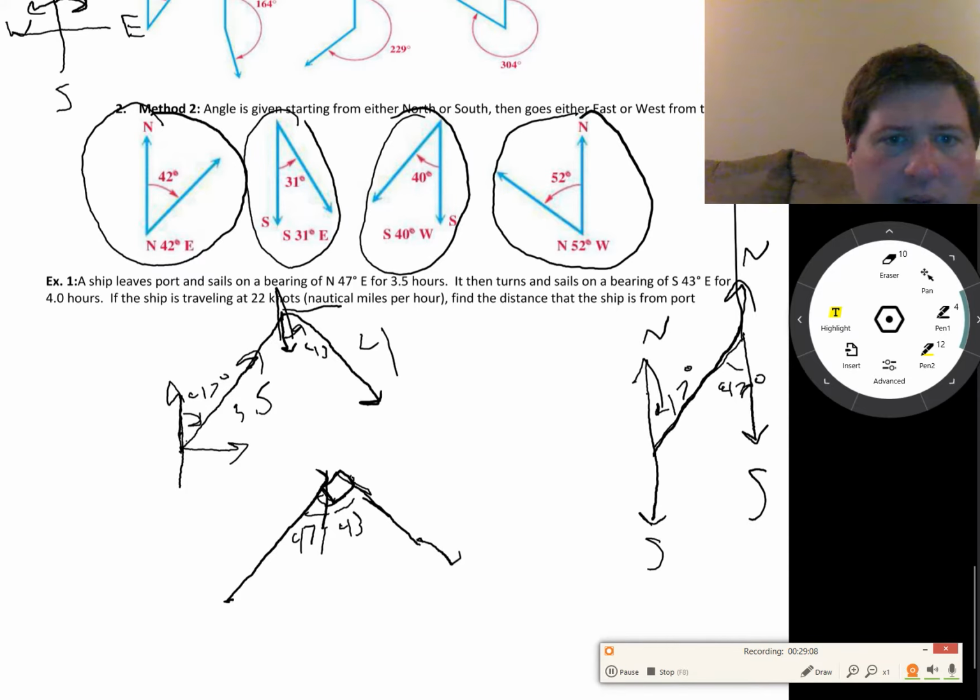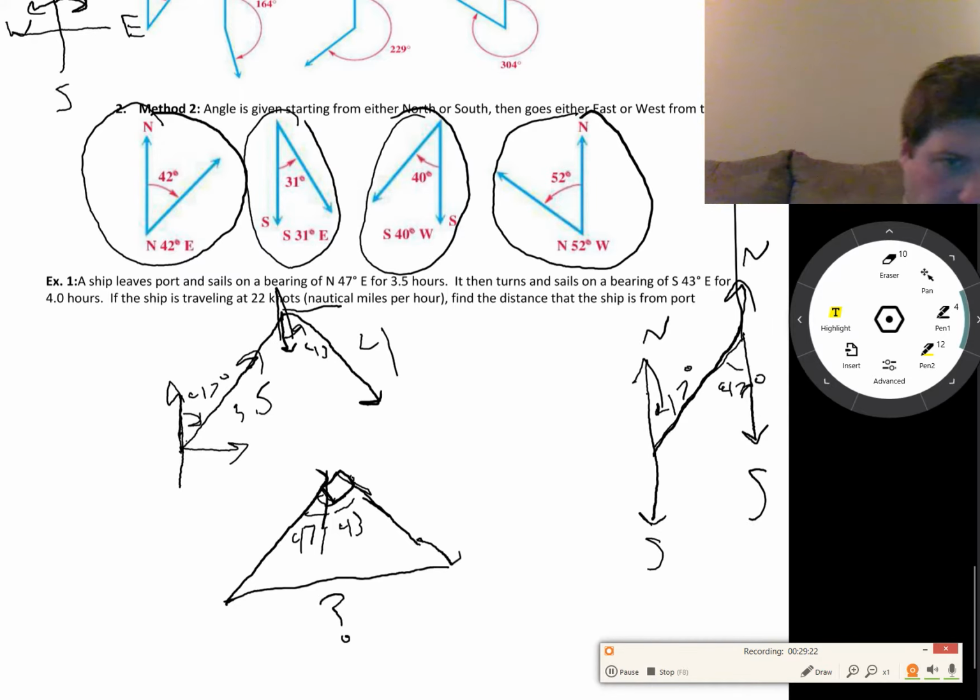And then the last question, what is the distance the ship is from port? He started from the port. This is what they're looking for. What did they give us? They should have given us these distances. They said this guy was going 22 knots for 3.5 hours initially. So distance is equal to rate times time.